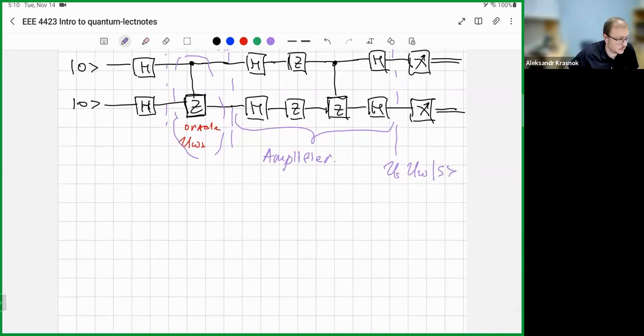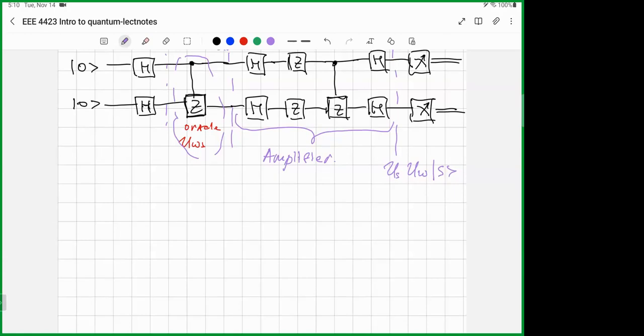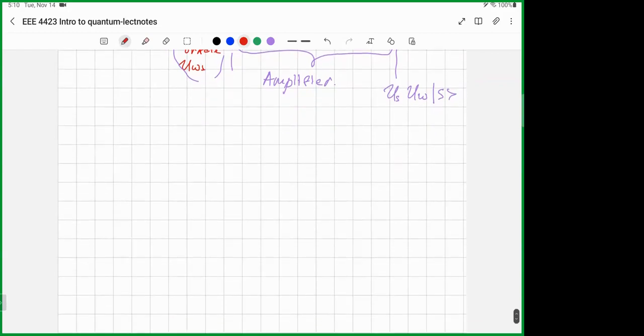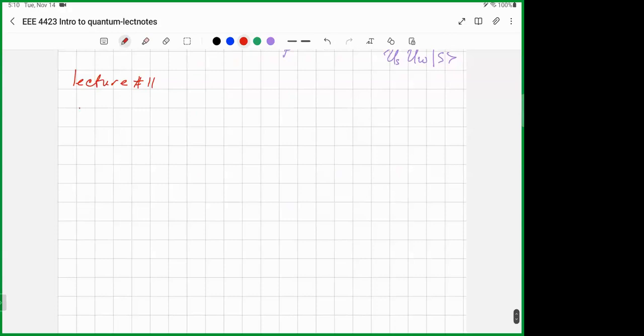continue. The first algorithm that we're going to discuss today is this Deutsch algorithm. First of all, it's lecture number 11, and the topic is 4.4, Deutsch algorithm.